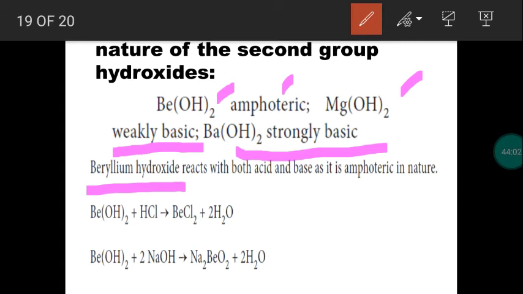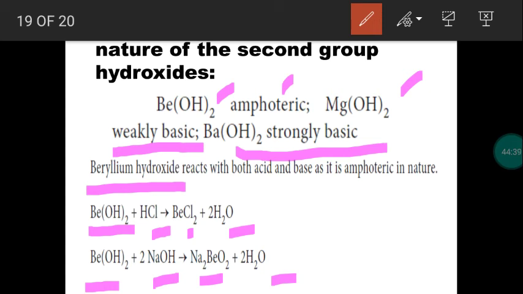Generally, a base will react with what? Acid. Like sodium hydroxide, a base will react with acid to give a salt and water. This is an ordinary neutralization reaction. Beryllium hydroxide is a base, so it reacts with acid and forms a salt and water. Okay, this is an ordinary reaction. But beryllium hydroxide is amphoteric in nature, so it reacts with base also. Again, it reacts with base sodium hydroxide and gives salt and water. Right? This is a three-mark question.